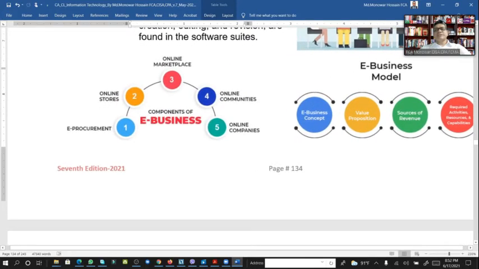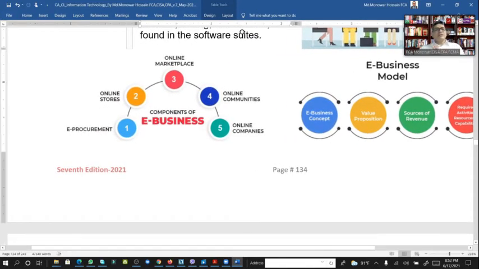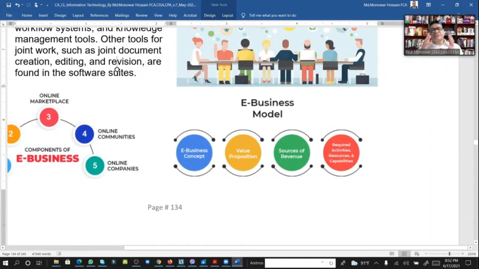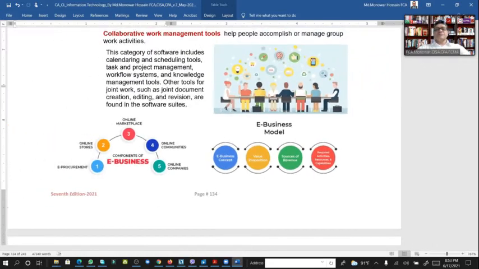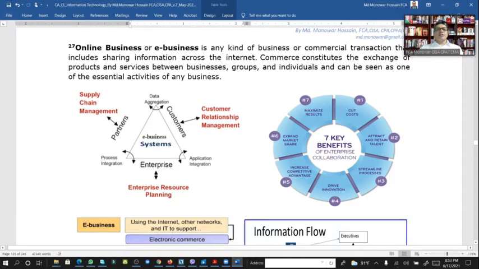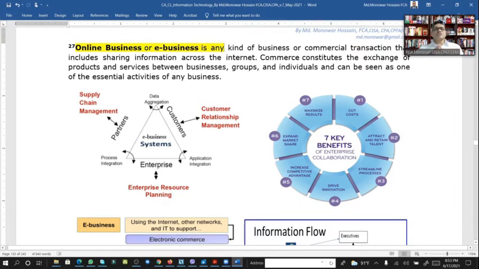So here, if we look at e-business, that means e-procurement, online stores, online marketplaces, online communication, online companies, and e-business models of different types. The e-business concept has to adopt a value proposition and a source of revenue and requires activity research and compatibility in the e-business model. If we look at online business or e-business, it is a kind of business or commercial transaction that includes sharing information across the internet. Commerce consists of the exchange of products and services between businesses, groups, and individuals, as can be seen in the essential activity of a business.